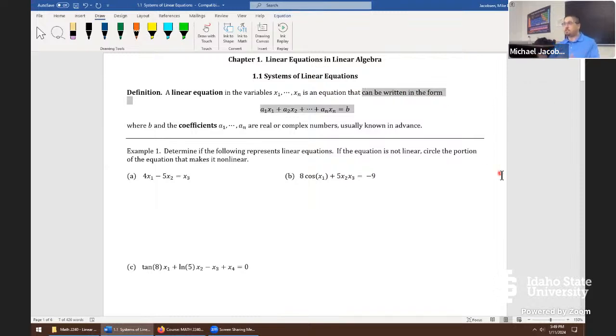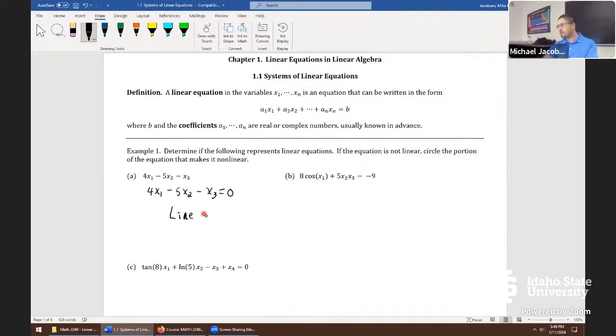So what we could do is just attempt to put it in that standard form in the definition. It'd be one operation, subtract x3 from both sides. We'll subtract x3 from both sides and get 4x1 minus 5x2 minus x3 equals 0. So we have the right format. The coefficients a1, a2, then a3 are 4, -5, -1. So we can say here, this one's linear. Well, that's one down. Any questions with that one, folks?